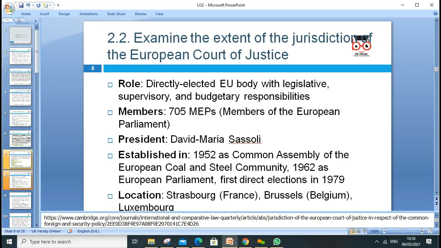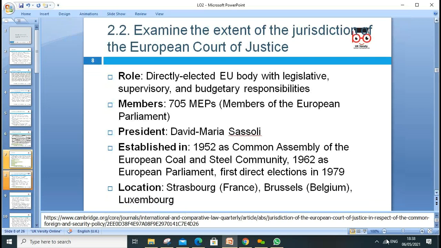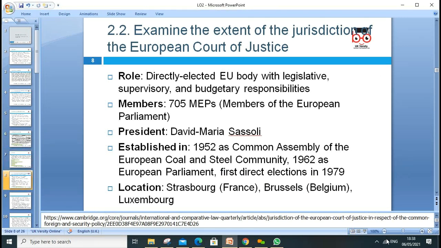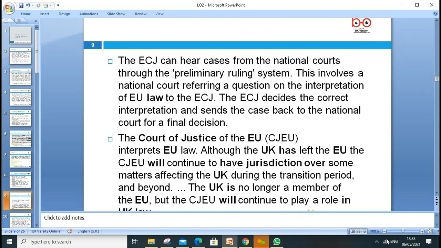Next, please, we look at and examine the extent of the jurisdiction of the European Court of Justice. First, look at the role of the European Parliament, an EU body with legislative, supervisory and budgetary responsibility, with 705 members. The number increases as more countries join. In 1952 there was a common assembly, and these are the key dates, when the first direct elections happened. It sits in Brussels, Belgium, and the other location is in France.